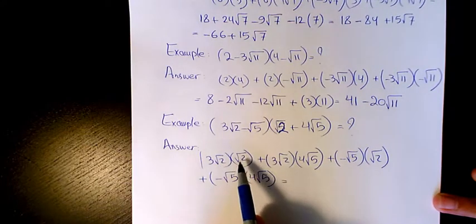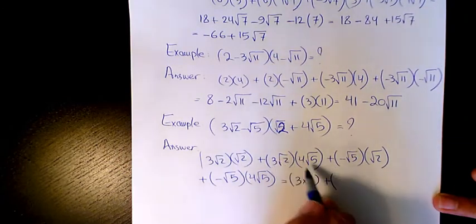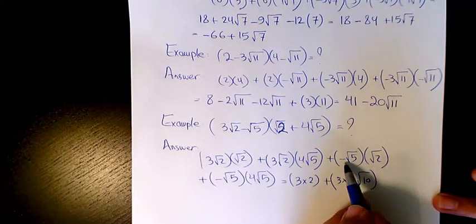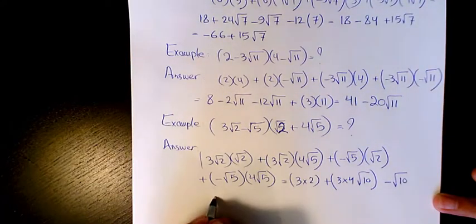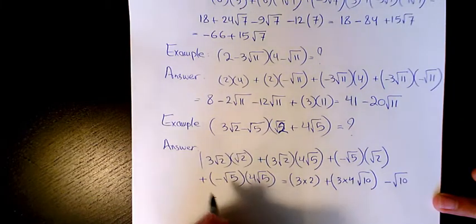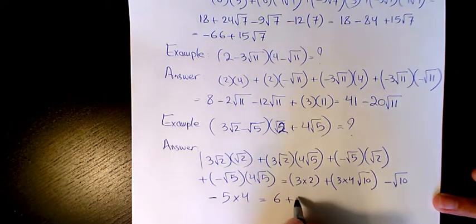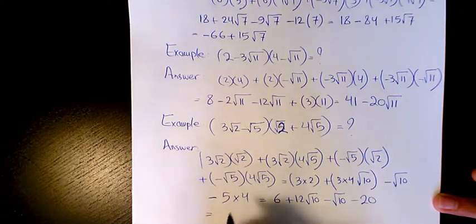3 root 2 times root 2 is going to be just 3 times 2. 3 times 4 root 2 times root 5 is going to be 12 root 10. Negative root 5 times root 2 is going to be negative root 10. And here negative root 5 times 4 root 5 is going to be minus 5 times 4. That makes it 6 plus 12 root 10 minus root 10 minus 20. That will make it negative 14 plus 11 root 10.